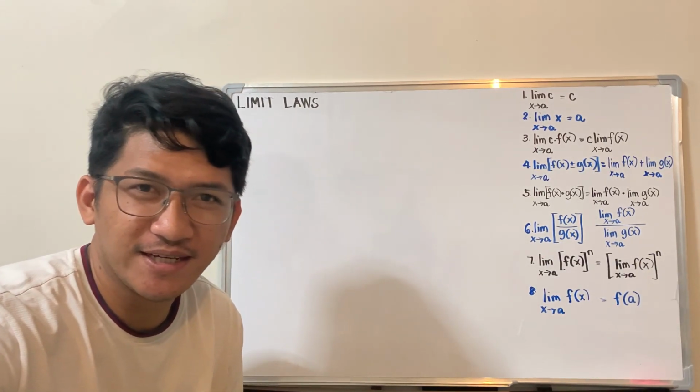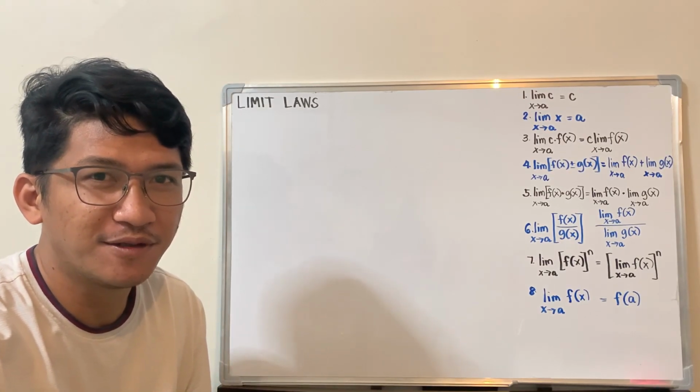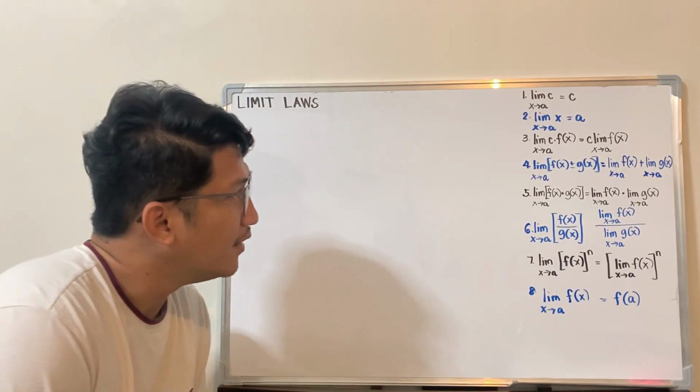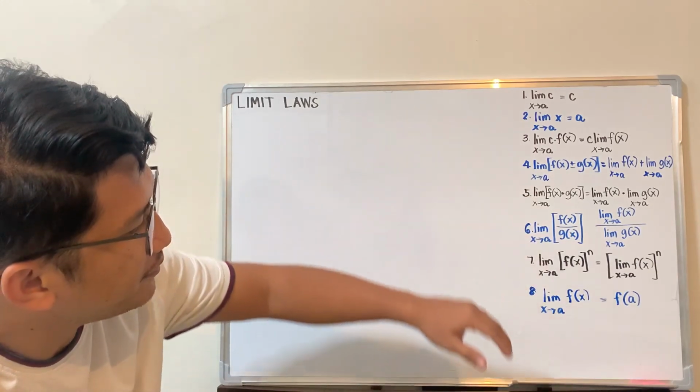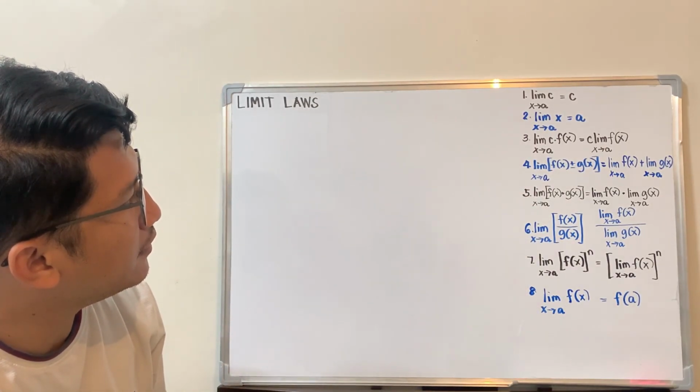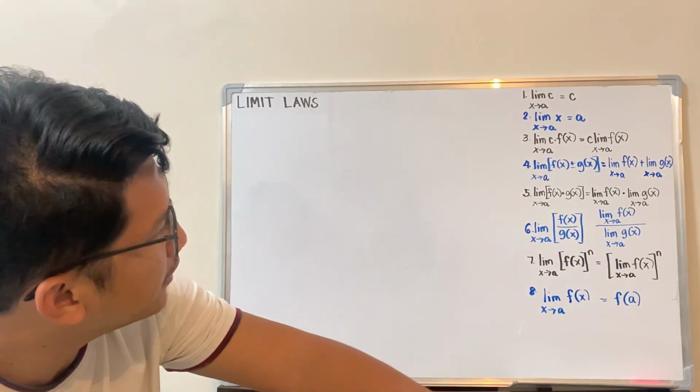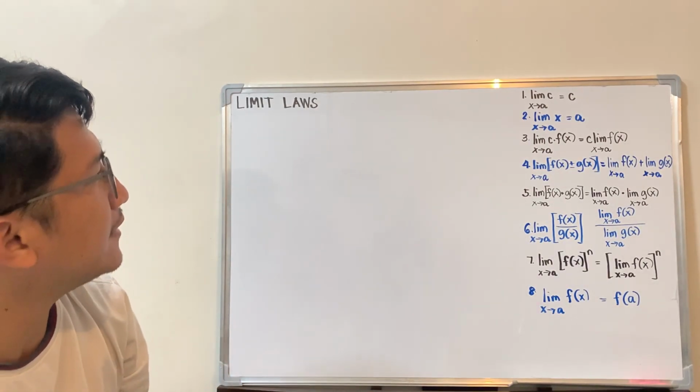This is Sir Gabs again, and in this video we'll be talking about the limit laws. These are the laws that we will be discussing: limit law number 1 until limit law number 8. So the first one is all about the constant.